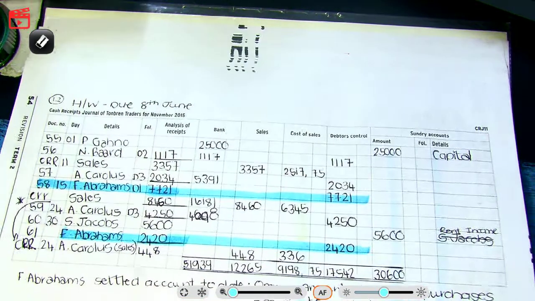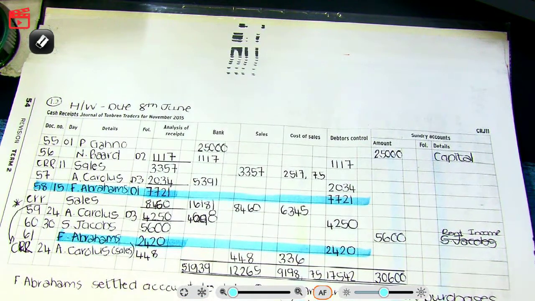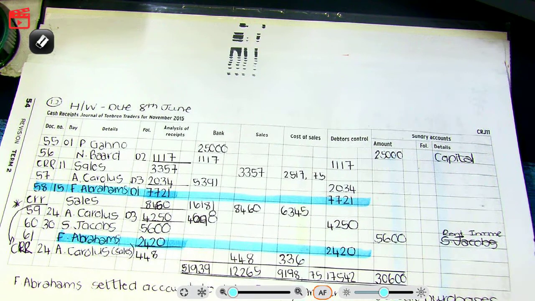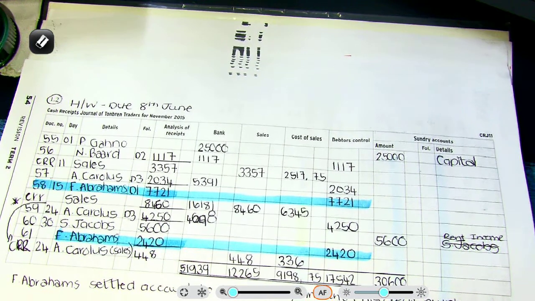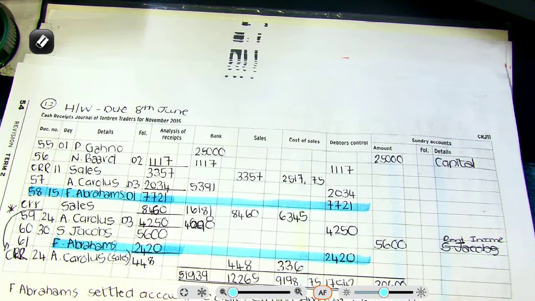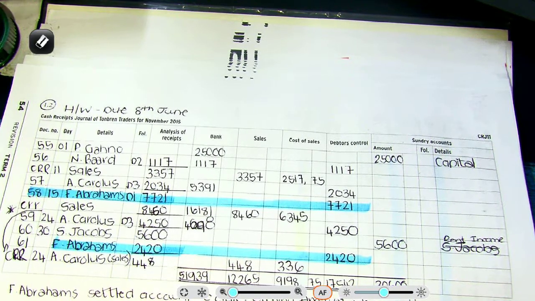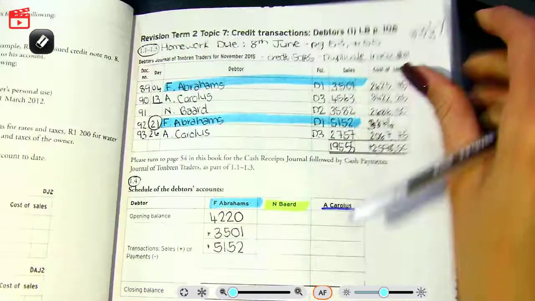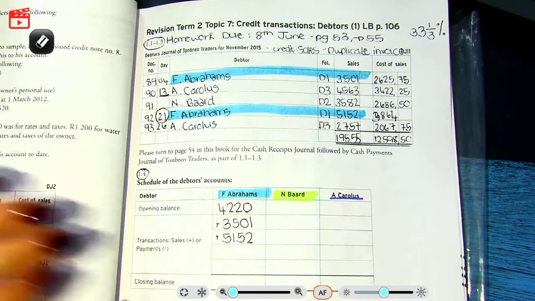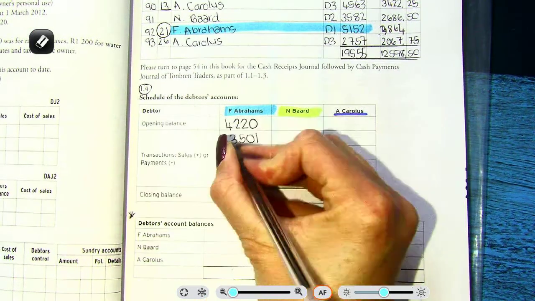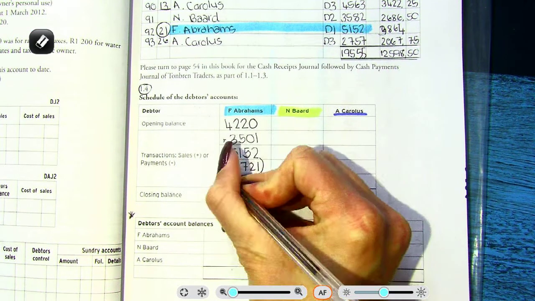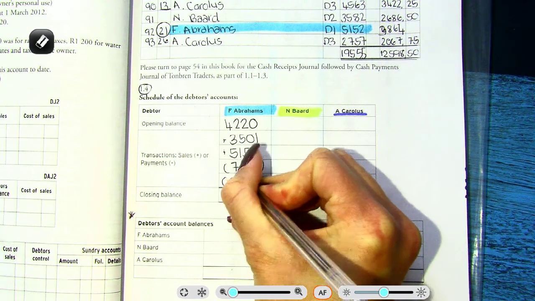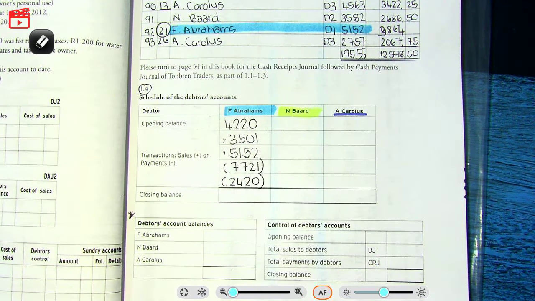So we must remember now that he no longer owes me this money because I've received it from him. So I have to subtract it from his account, which is 7,721 and 2,420. So if we go back here to my debtors schedule, okay, debtors schedule, we are going to subtract 7,721 and then subtract 2,420. Now we're going to find out his closing balance.